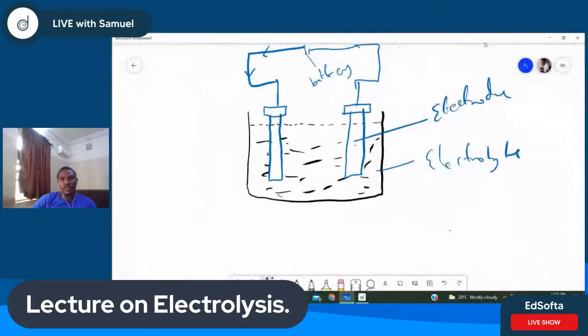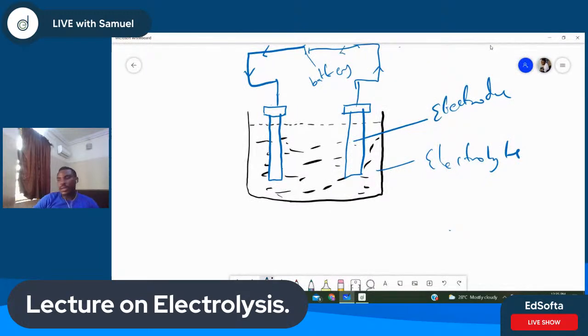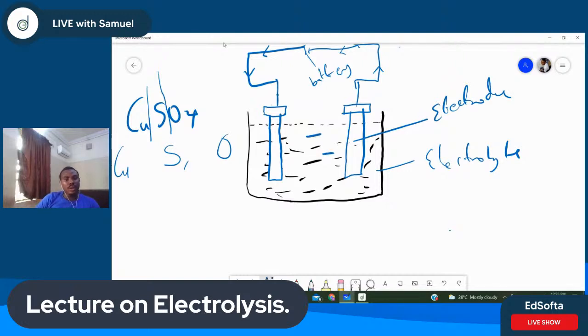As current is passing through, this current makes the compound within here decompose. So if you have a combined state of CuSO4, once you start to decompose it, Cu will separate, S will separate, O will separate, because of the electric current that has been passed through the electrolyte, and that way you can recover just your Cu alone. So that's one usage of electrolysis.